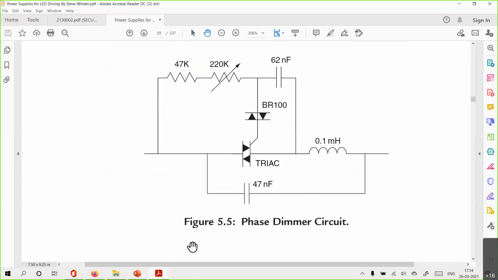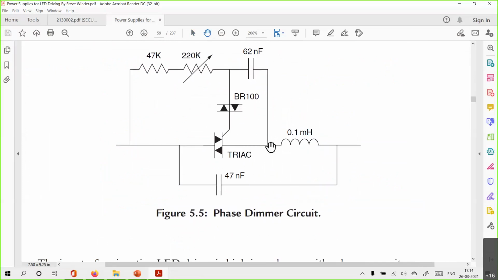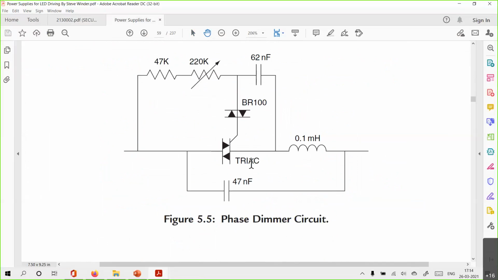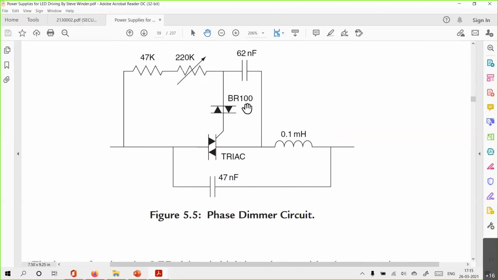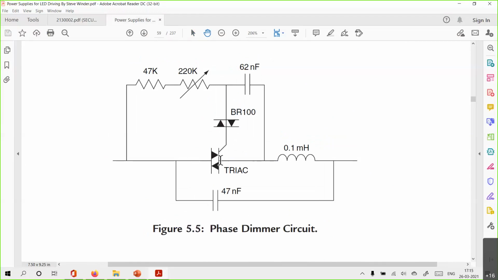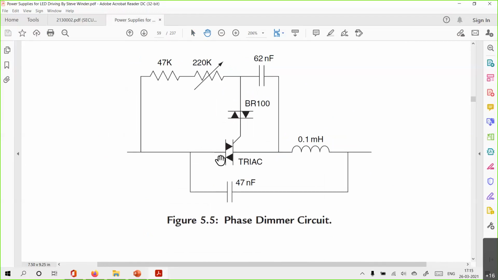There are different ways to apply this dimming. For dimming application, you need to reduce the voltage. By using a triac, we are reducing the current that flows, and the voltage that appears across the LED. To control the triac, we normally require a diac. So this is the diac here, and this is the triac. The circuit is the same. This is for PWM dimming, or phase dimming applications.